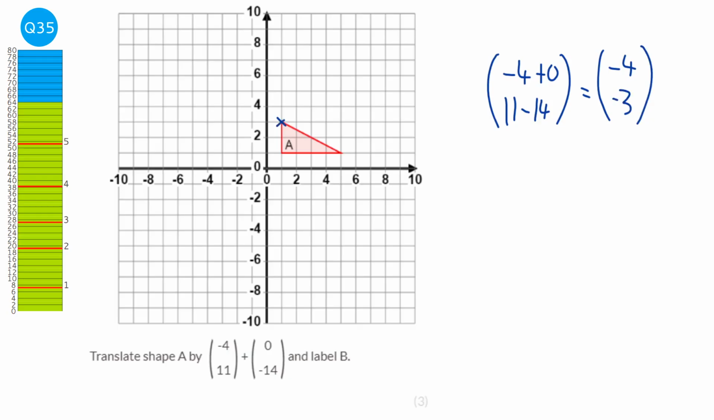Then I go pick a point on my shape, and the top one tells us how far right we're going. So we know we're going 4 to the left because it's obviously a negative. So we're going to go 1, 2, 3, 4. The bottom one tells us how far up we're going. Well, it's going to be down because it's a -3. So 1, 2, 3. And we can do that for each of the other points. And when we've done that, we can join them all up with straight lines, and label the new shape B.